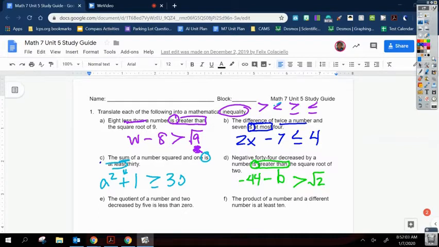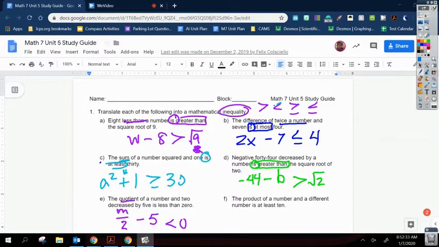E, the quotient, which means division, not multiplication or subtraction, of a number and 2 decreased by 5 is, but is less than 0. Okay, let's go back. So the quotient of a number and 2, quotient means division. The division of a number, let's say m and 2, decreased by 5.